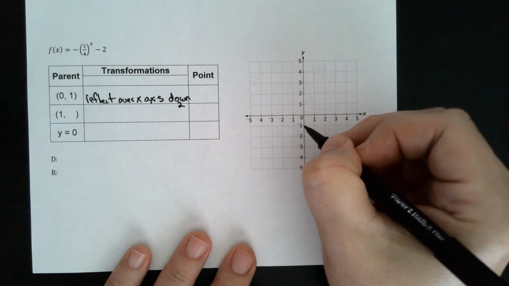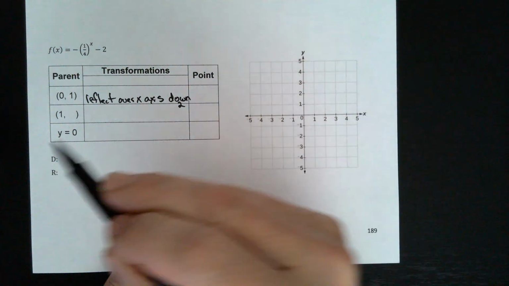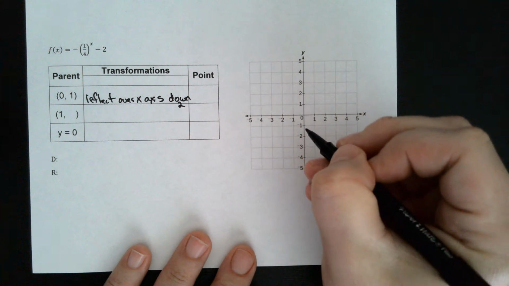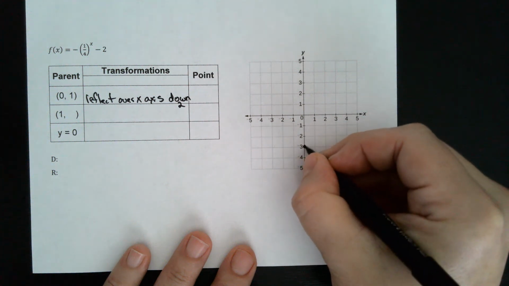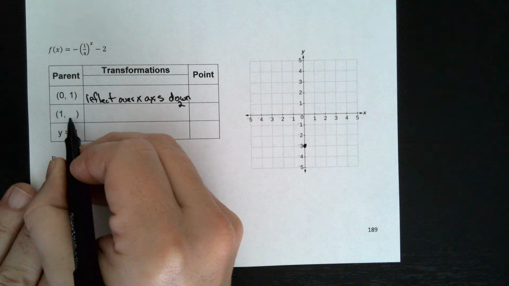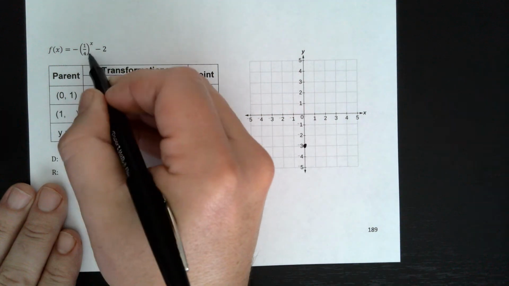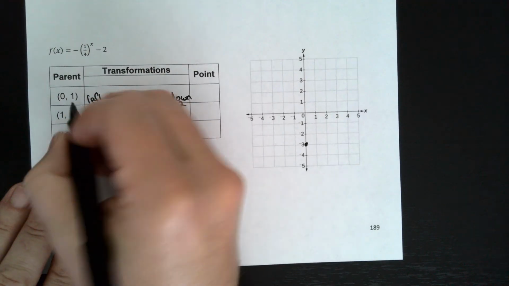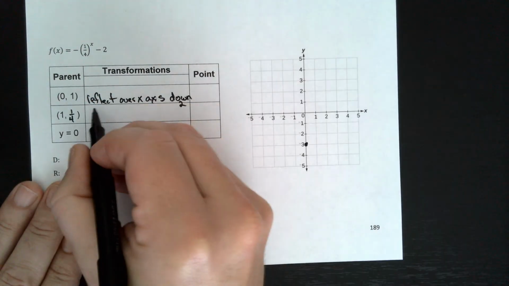And then it goes down 2. Instead of 0, 1, which is the parent function, it first gets reflected, and then you do the -2, and it goes down here. So there's a point right here. Okay, let's go back to this point. So 1, something. We plug a 1 into the parent function. The parent function is 1/4 to the x, so it would be 1, 1/4.